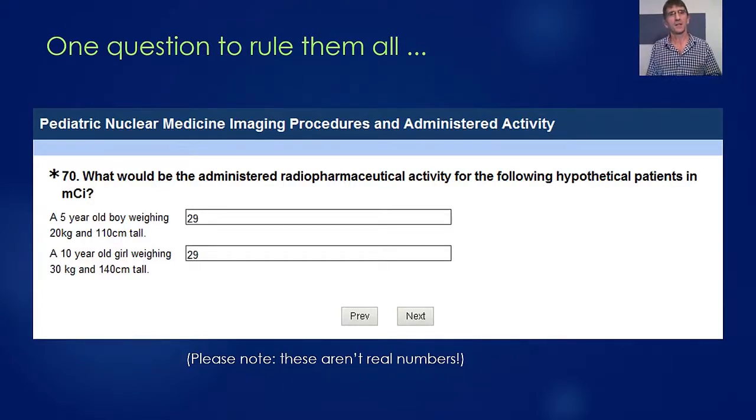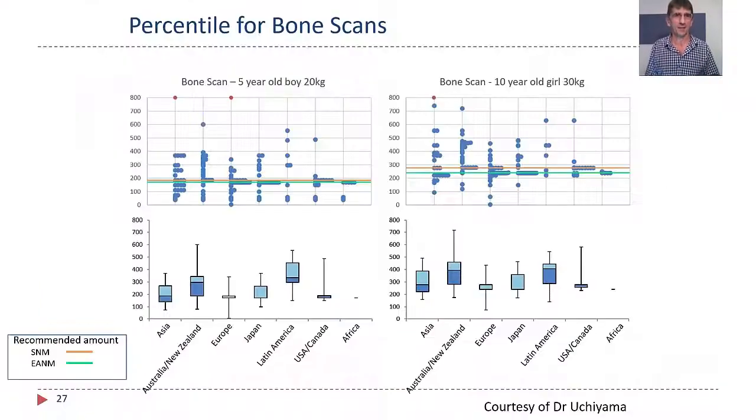And this is quite enlightening because Dr. Uchiyama from Japan put the data together, and if you look at the second column on each of those graphs there for the 5-year-old boy and the 10-year-old girl, you'll see the EANM and the Society of Nuclear Medicine and Molecular Imaging recommendations for administered activities for that 5-year-old and 10-year-old, and a substantial spread about those recommended activities, for example, for Australia and New Zealand.